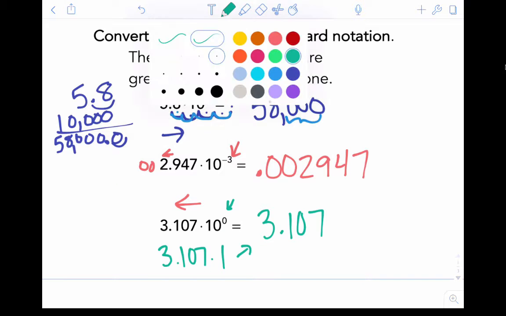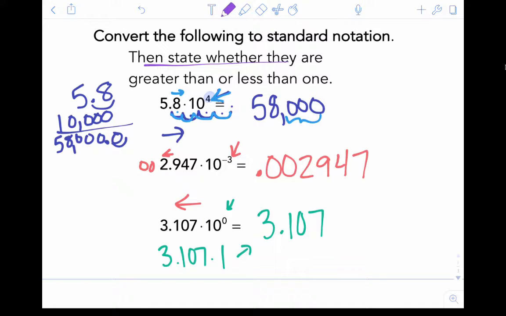Now the last thing we need to do here on these problems is we need to state whether these are greater than or less than 1. So let's go ahead and do that. This first one, I have 58,000, that is greater than 1. The next one is 0.002947, which is less than 1. And then this last one is 3.107. That is greater than 1.